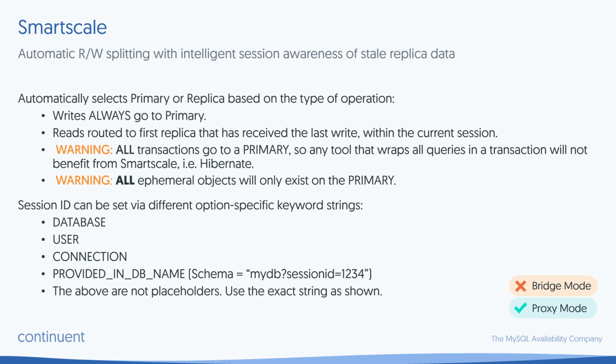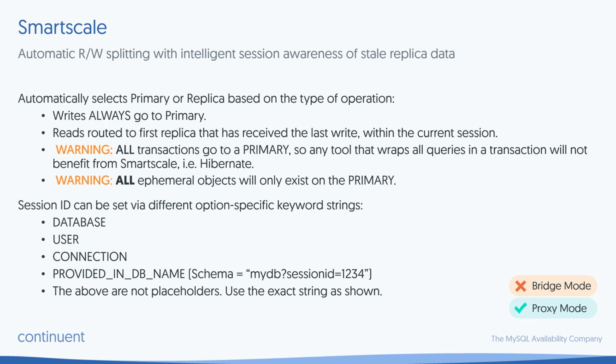Also, all ephemeral objects only exist on primaries. So temporary tables, for example, do not get replicated. So for example, if you've got a session that creates a temporary table using that specific MySQL syntax, these will be created on the primary, but then not get replicated. So then if a subsequent select comes along, tries to read that table, that could get routed to a replica and fail because that table won't exist. So if you rely on features such as this, then you may need to reconsider if SmartScale will work for you.